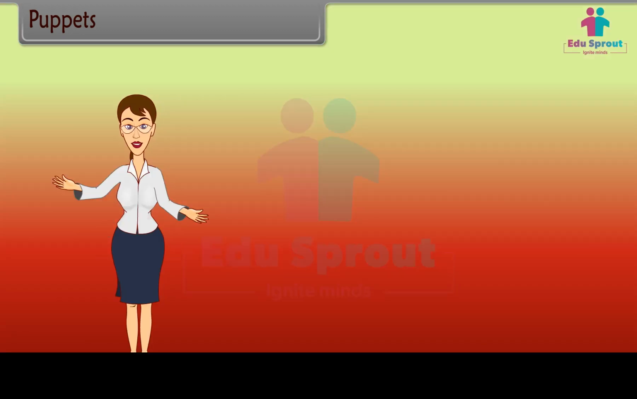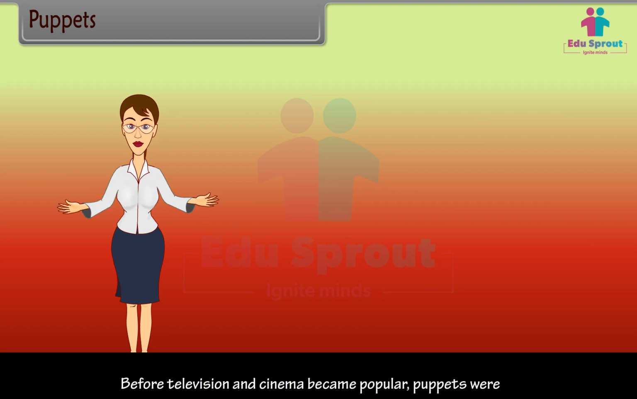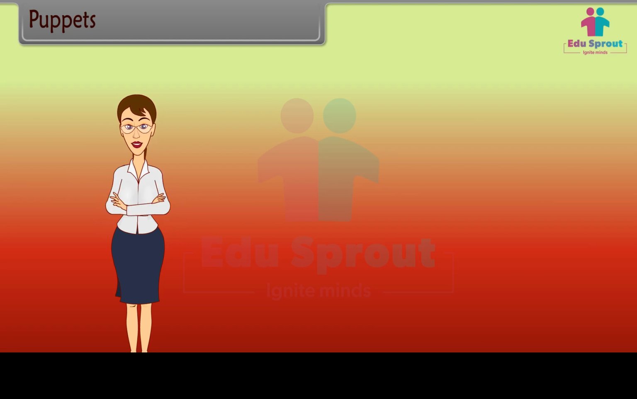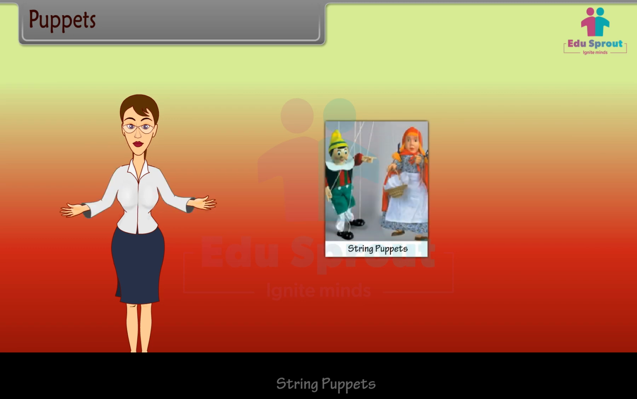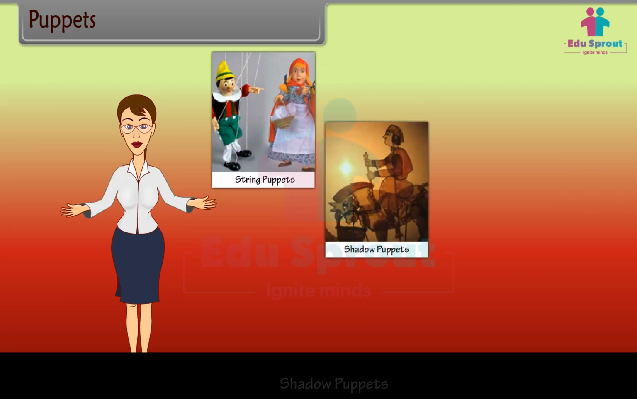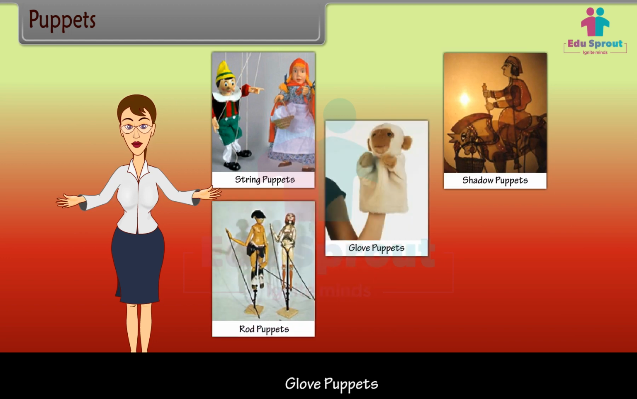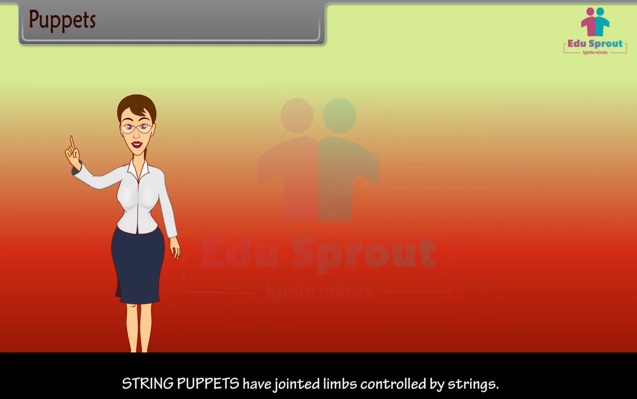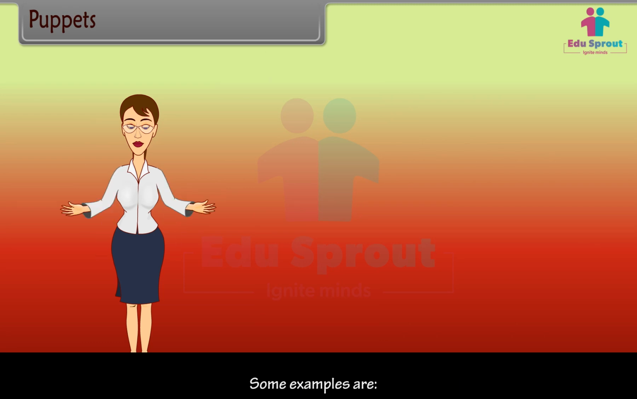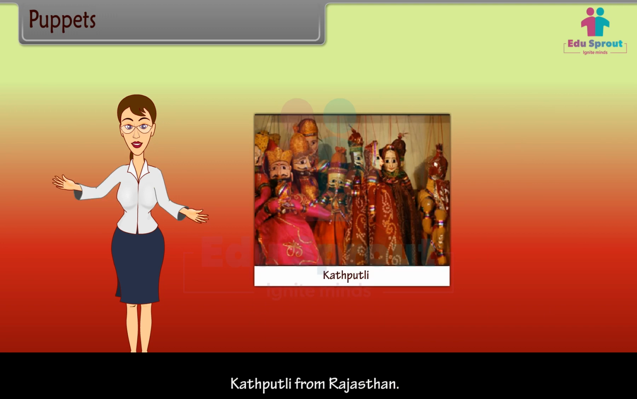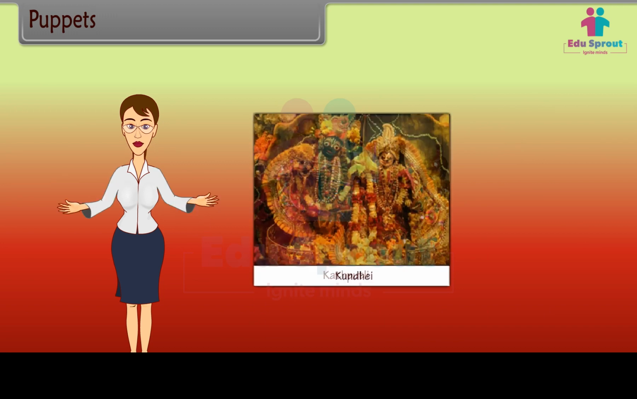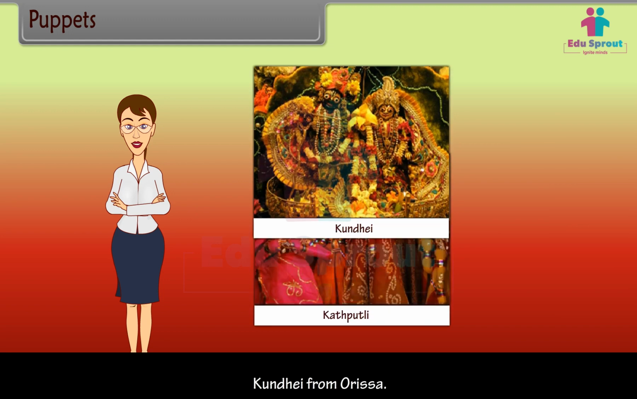Puppets. Before television and cinema became popular, puppets were used to tell stories and entertain people. There are different types of puppets, like string puppets, shadow puppets, rod puppets, glove puppets. String puppets have jointed limbs controlled by strings. Some examples are Kathputli from Rajasthan, Kunde from Orissa.